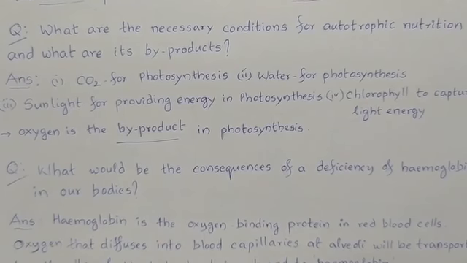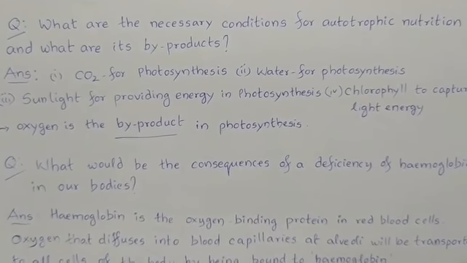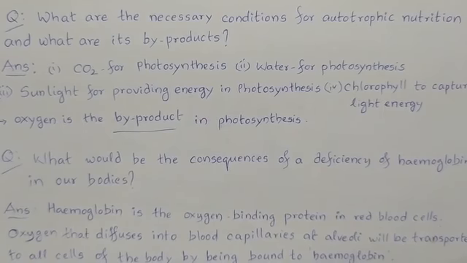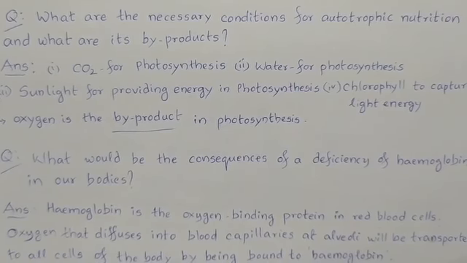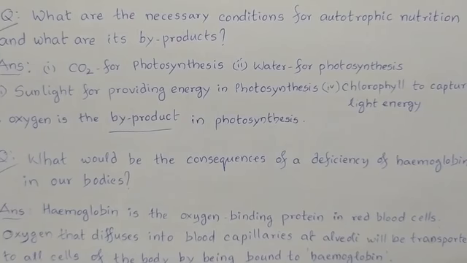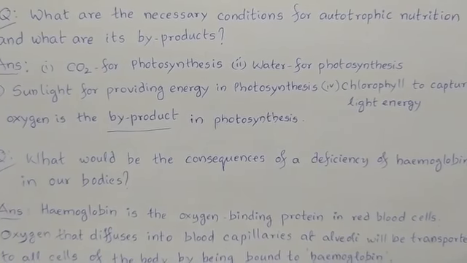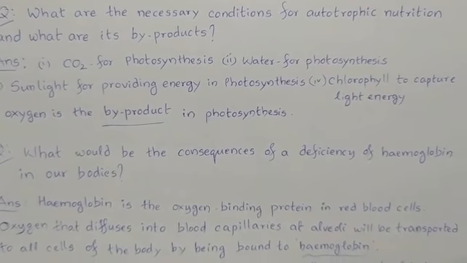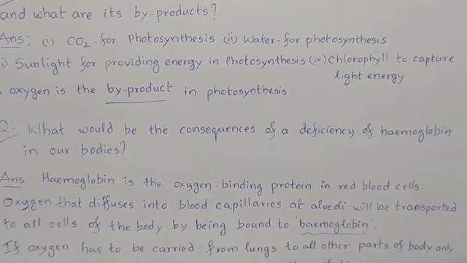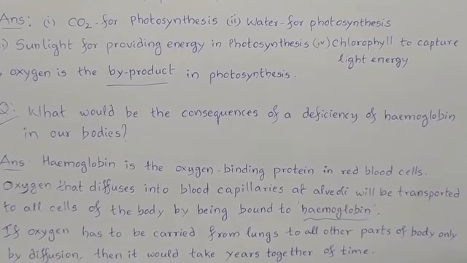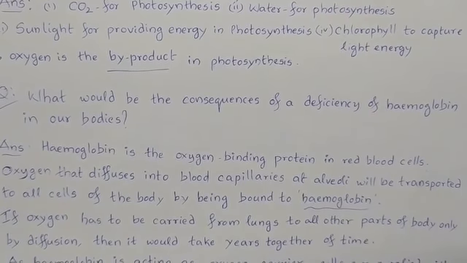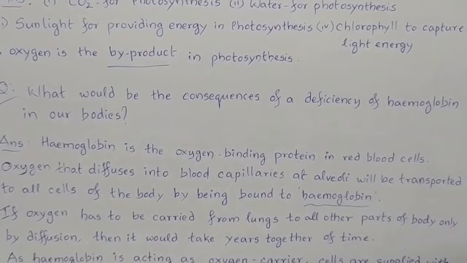What are the necessary conditions for autotrophic nutrition and what are its byproducts? Carbon dioxide, water, sunlight and chlorophyll are the necessary conditions. Carbon dioxide is needed for photosynthesis, water for photosynthesis, sunlight for providing energy in photosynthesis. Chlorophyll is to capture the light energy for photosynthesis. And oxygen is the byproduct in photosynthesis or in autotrophic nutrition. Right? Is oxygen the only byproduct in photosynthesis? Water also is formed a little bit.